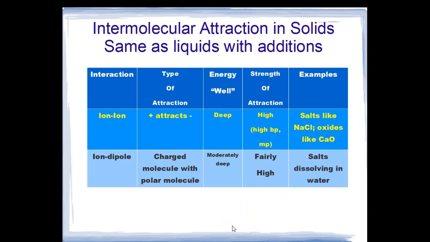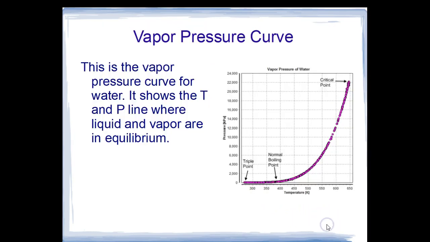And finally, of course, the highest form of solids attraction is the ion-ion force, where you have a positively charged ion attracting a negatively charged ion. It's a very deep energy well, and the strength of attraction is high. So any salt, any oxide is going to have that type of attraction.